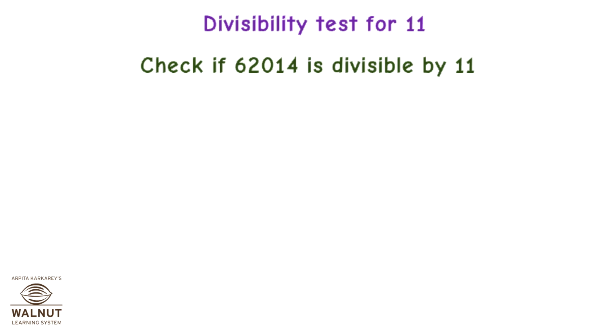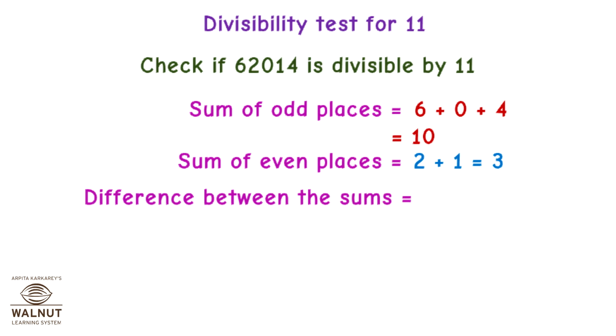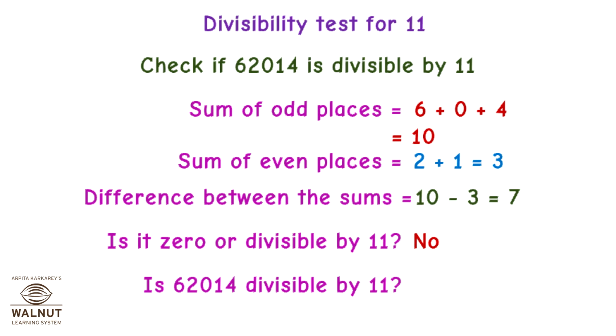Check if 62,014 is divisible by 11. Sum of odd places is equal to 6 plus 0 plus 4 is equal to 10. Sum of even places 2 plus 1 is equal to 3. Difference between the sums is equal to 10 minus 3 is equal to 7. Is it 0 or divisible by 11? No. Is 62,014 divisible by 11? No.